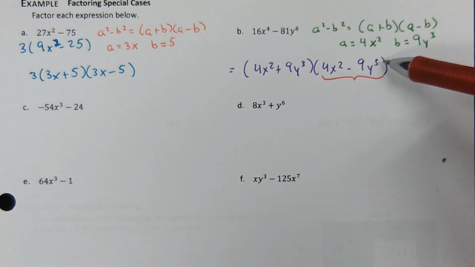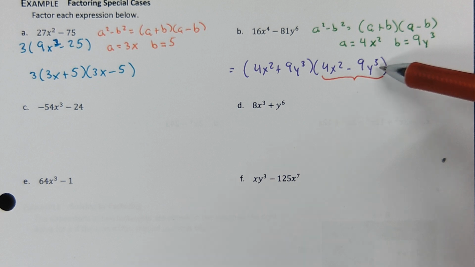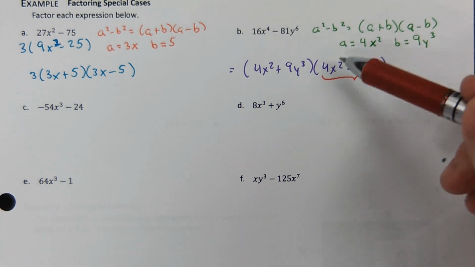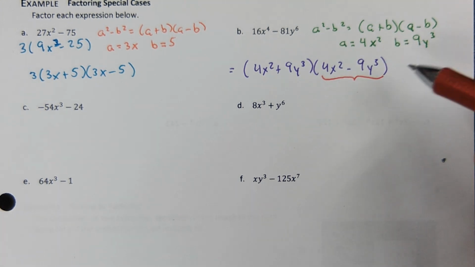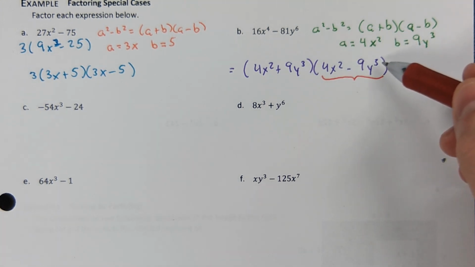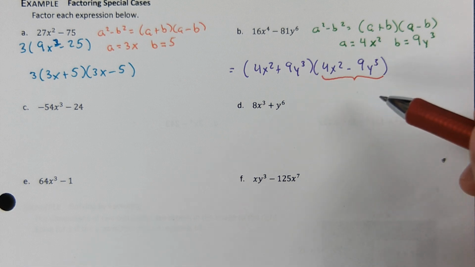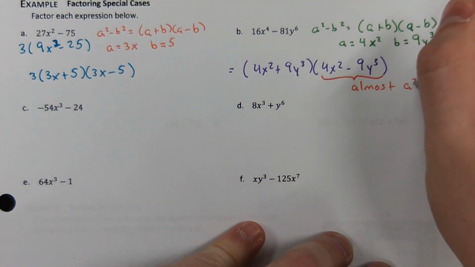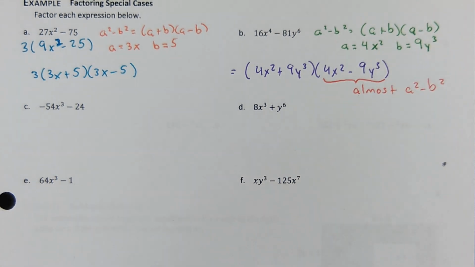If this exponent had been even, this would have been a perfect square minus a perfect square, because 4 is a perfect square and so is 9. That exponent is even. If this exponent had been even, we would add another a squared minus b squared, and we would not have been finished. But it's not a squared minus b squared, so we are finished.